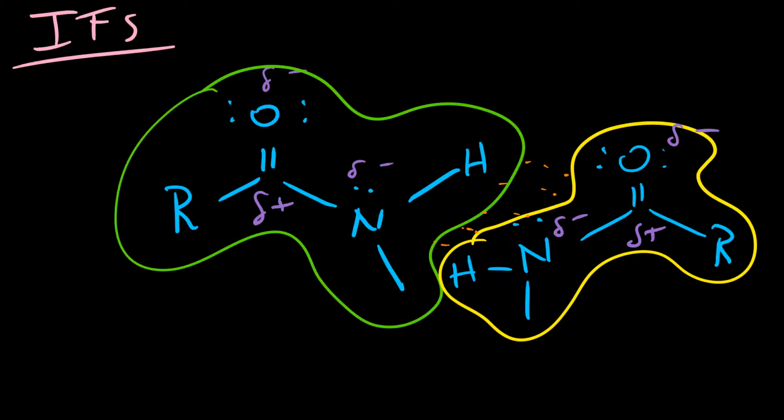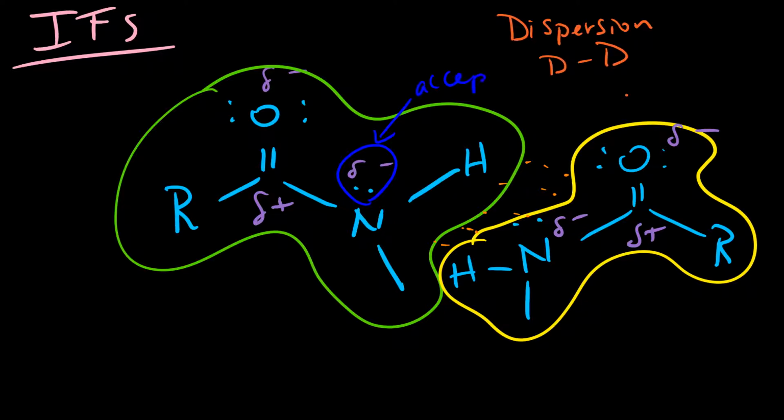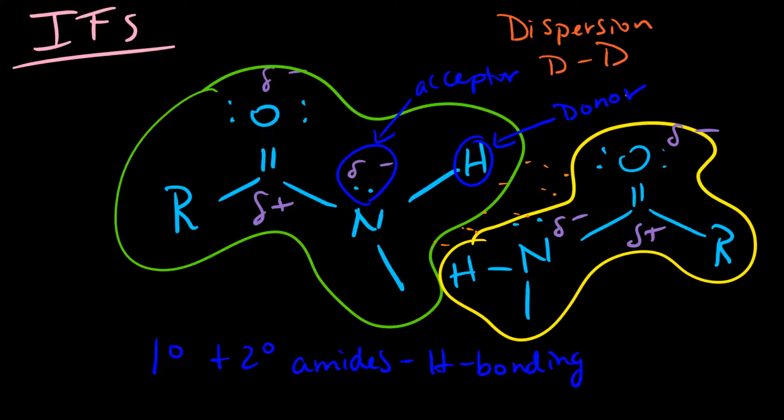In terms of intermolecular forces, amides exhibit dispersion. They exhibit dipole-dipole interactions. And if it's primary or secondary, they also have the components for hydrogen bonding. You have the acceptor here, and you have a hydrogen on the nitrogen, so that can be a donor. So between primary and secondary amides, you can see H bonding. Of course, the tertiaries would not have that hydrogen to donate.